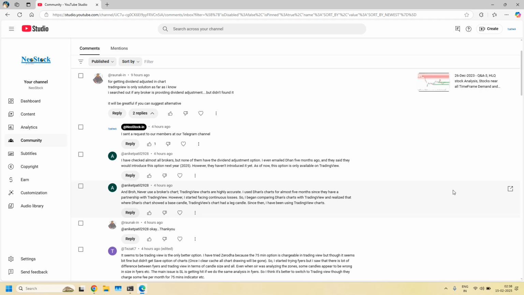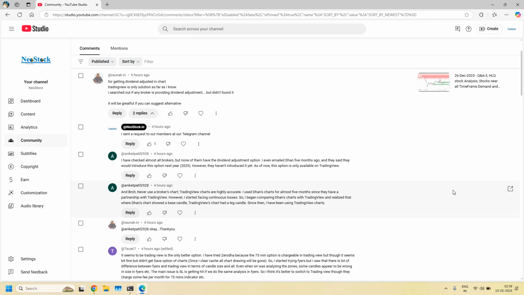You won't be marking your levels properly on your charts. When you don't mark properly on your charts, how do you expect the profits? Many times your market zones will be stopped out because of the differences in the dividend adjustment. At least, in case you are not using TradingView, take the basic plan.